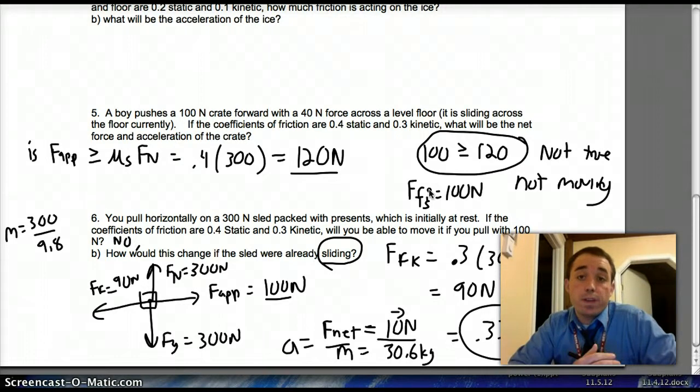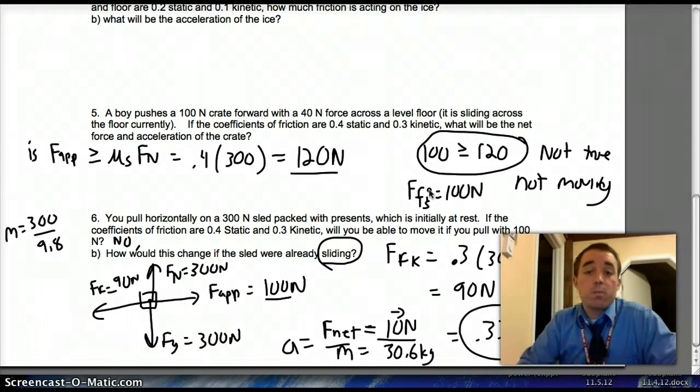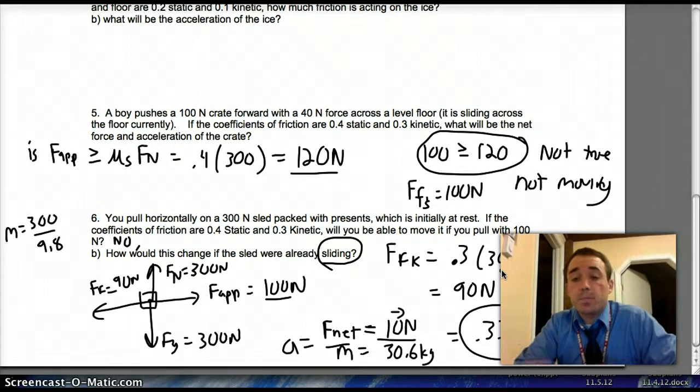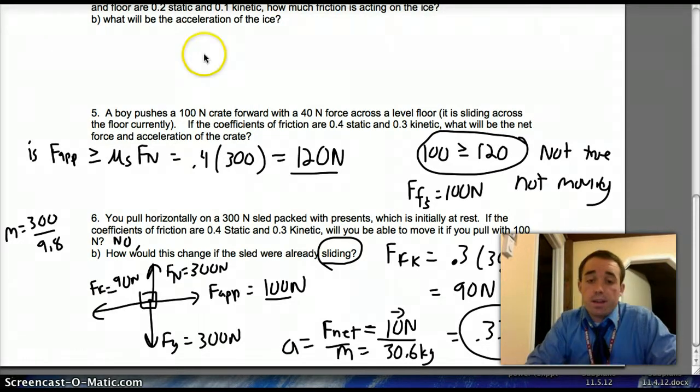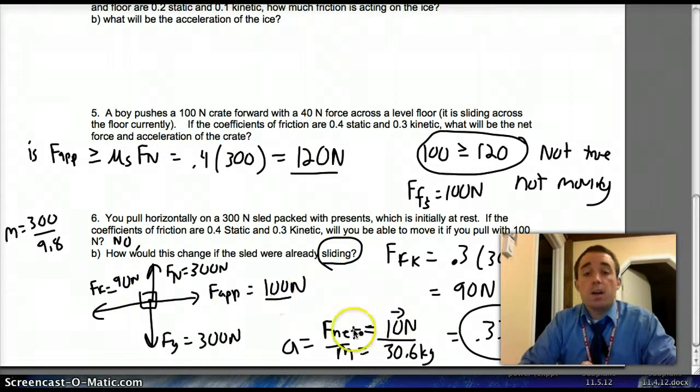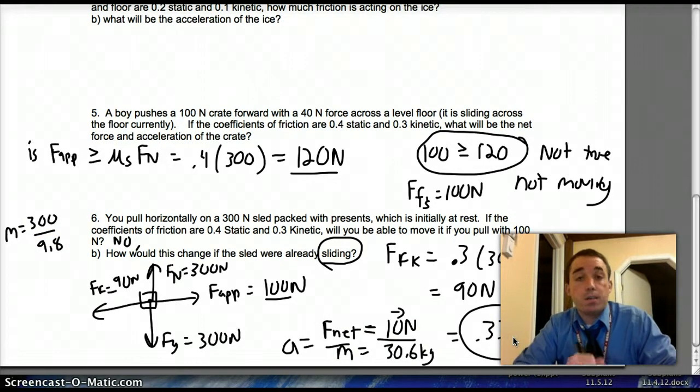But once it is moving, 100 newtons is more than sufficient, because I only need 90 in order to keep it moving at a steady speed. If it's less than 90, it'll start slowing down. But I'm pulling greater than 90, which means I'm overcoming friction and making it accelerate. Making it accelerate by the net force, 10 newtons to the right, 100 minus 90, over the mass, 30.6, 300 over 9.8, to get 0.33 meters per second squared to the right.